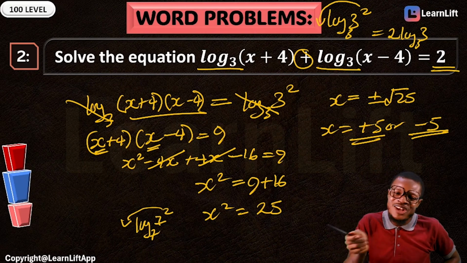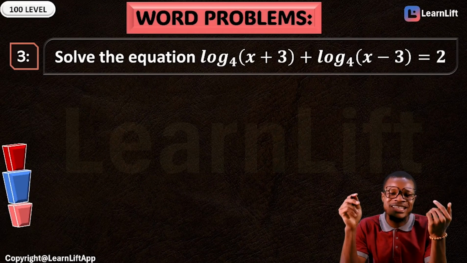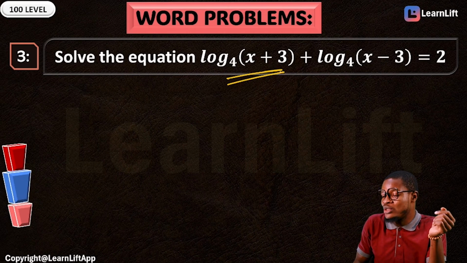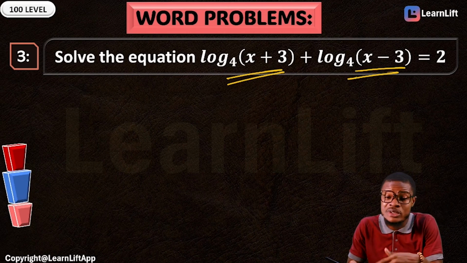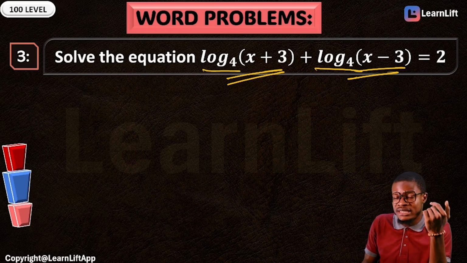Are you with me? Now look at the next question very fast. Question 3 says solve this equation. If you watch, this question is similar to question 2. That means this question is more like your REMA question. They keep asking it. So how do we solve it? Check. They are log 4, log 4. Are they the same log? Yes.